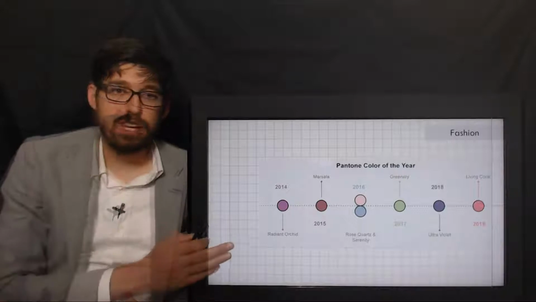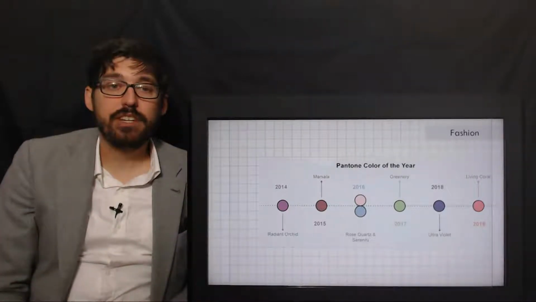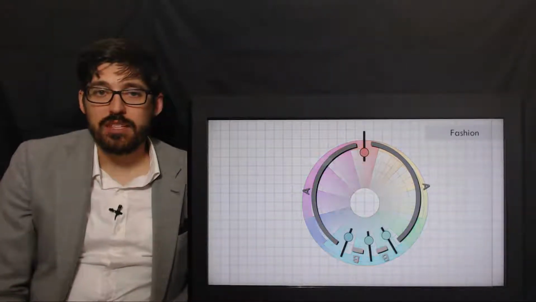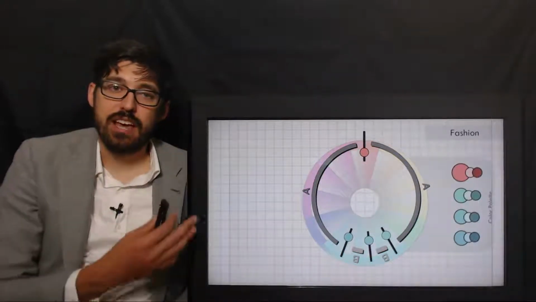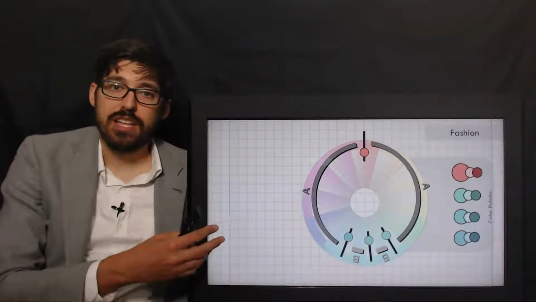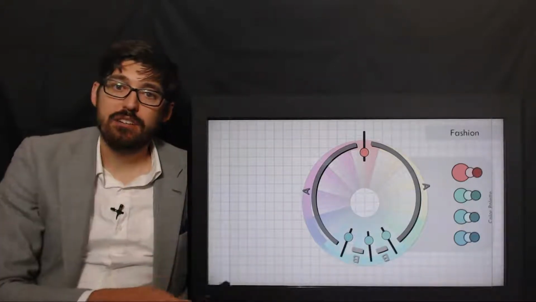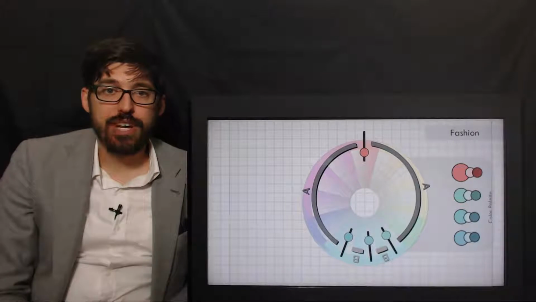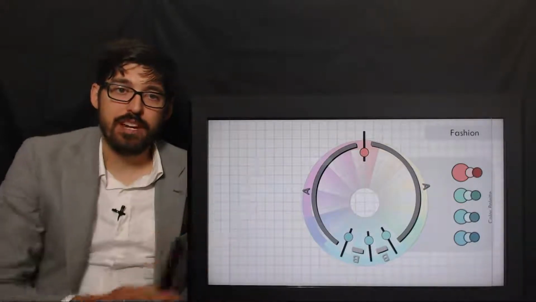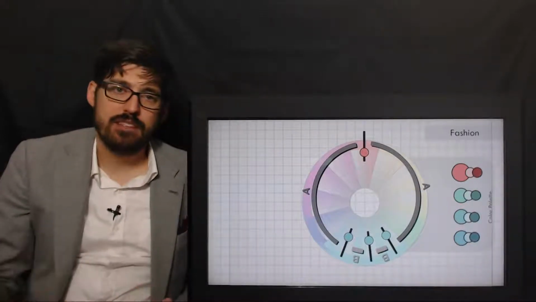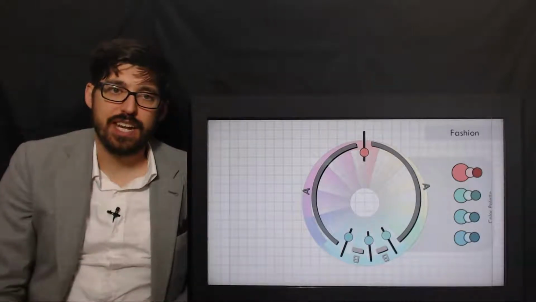So 2019, the color is called Living Coral. Let's just take a quick look at that. What I have here is I have a color wheel, much like what I've shown in previous videos, how to use it to create a color palette. And so Living Coral, it actually is a pretty close color to red, so I have it up there in the red zone. And I said, okay, let's just for demonstration purposes, let's look at a color palette.